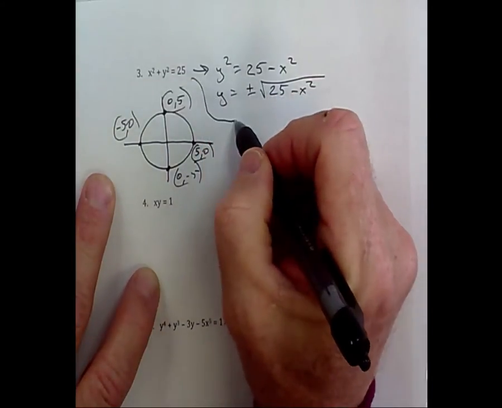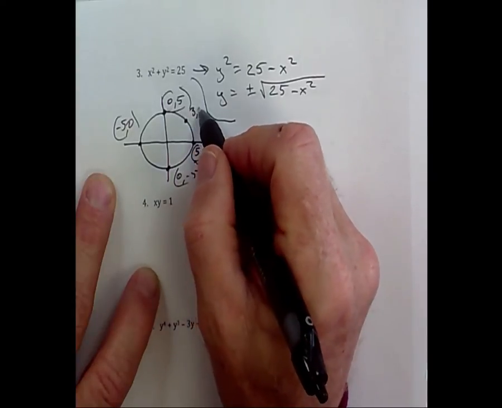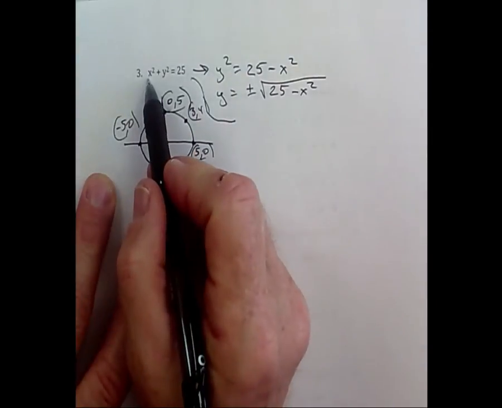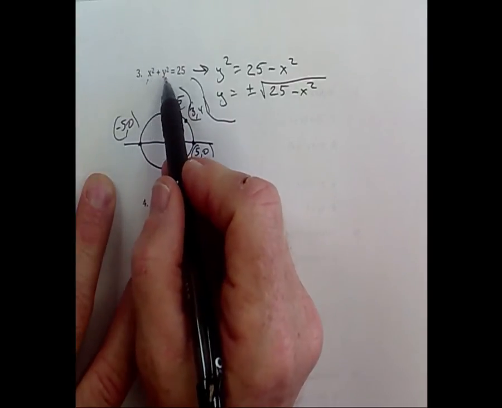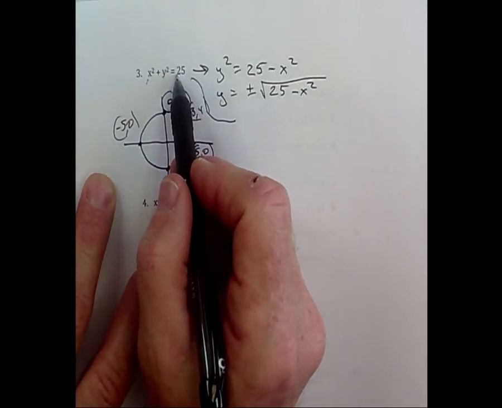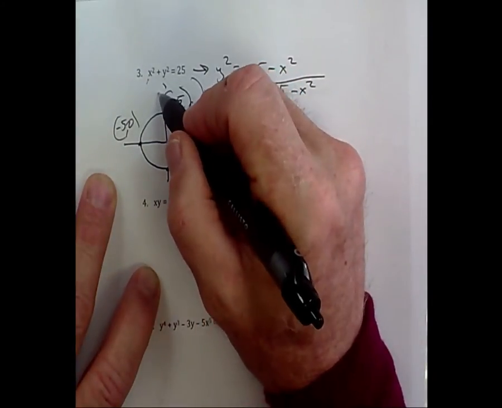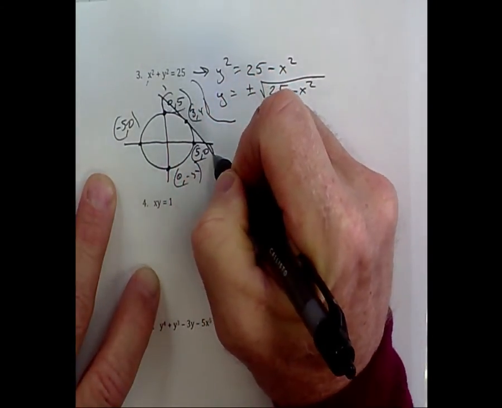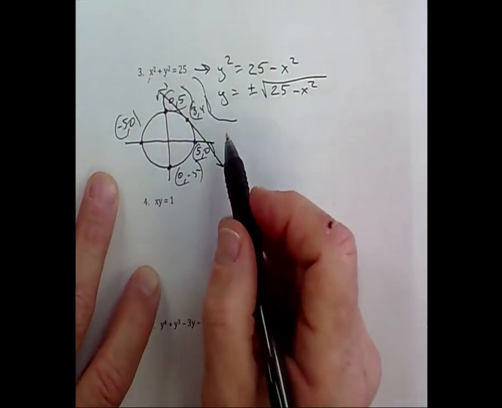You know why? Because implicitly, let's say there's a point here. I think the point (3, 4) works in here. If I have 3 squared, that's 9. If I have 4 squared, that's 16. 9 plus 16 is equal to 25, correct? So there's a tangent line, Justin, that goes, if I can draw it, right there. Okay? So I'm going to do implicit differentiation.